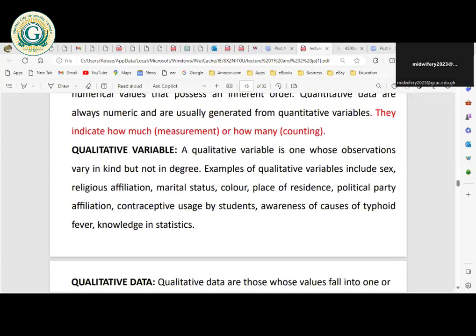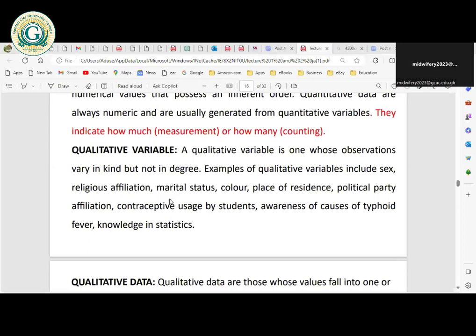The qualitative data is a variable that we can only make an observation on. We can just observe it. They are non-numeric. You can't quantify it. It's just by observation.